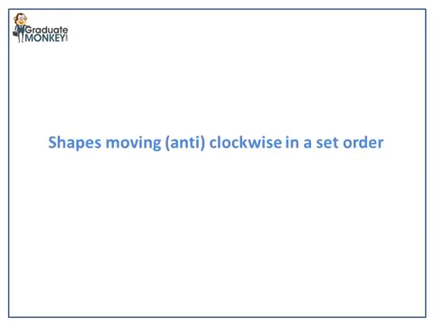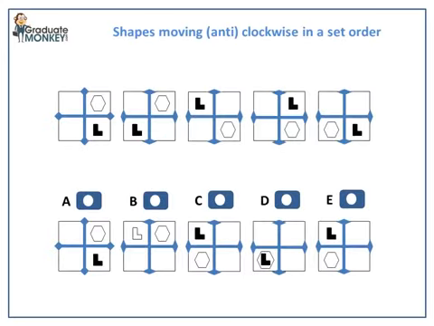Let's take a look at the first one, where there's a set order in which the shapes move in a sequence. Here's the first type of sequence of 5 shapes. The sequence develops from left to right. Notice that both the black L shape and the white hexagon move clockwise. The L shape moves at every step, while the hexagon shape moves at every 2 steps in the sequence.